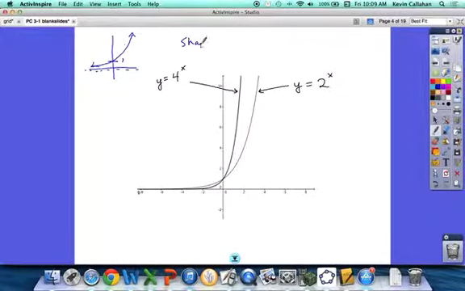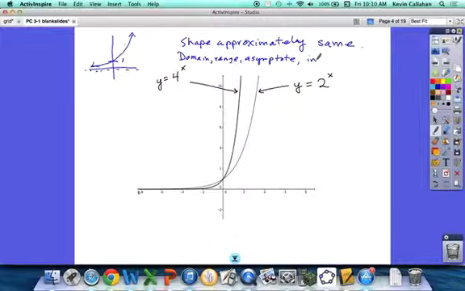Shape approximately the same. Domain, range, asymptote, intercepts unchanged. Just so it's written in the notes there.